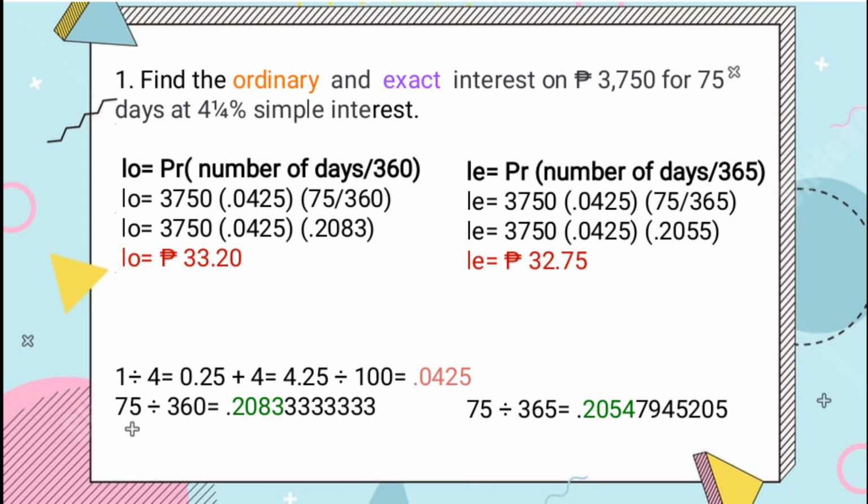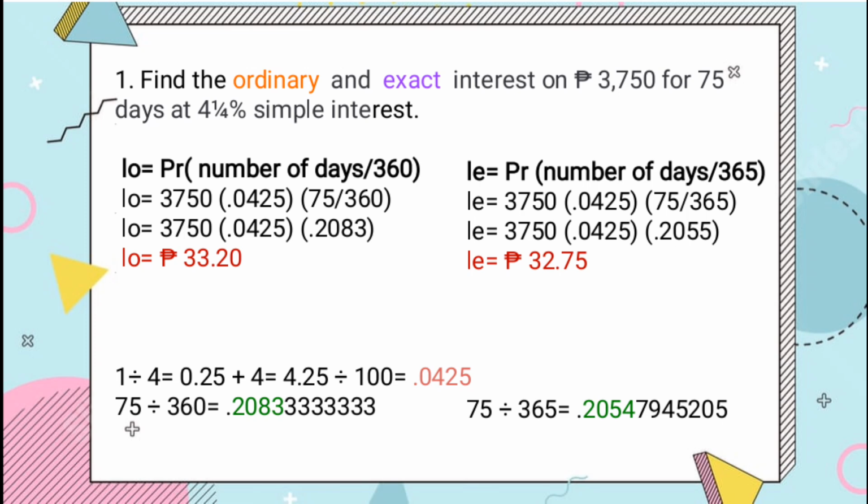And then, bring down your P, which is 3,750. And then, yung rate is nandyan, yung 4 1/4%. So, bakit nga ba decimal yung nilagay? Hindi mo siya ilalagay ng naka-percent form, kundi in decimal form. So, how to convert it? Nandyan sa baba, in step-by-step explanation niya.